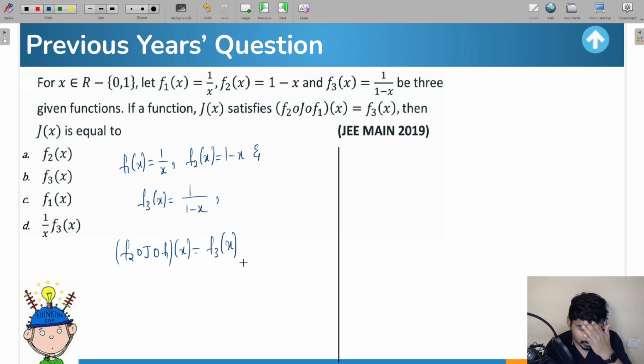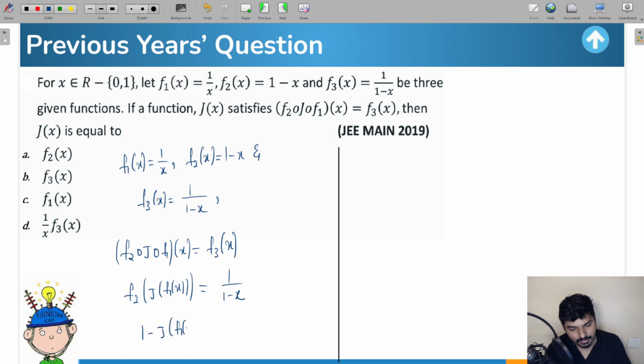Very simple. What you'll do is first apply the concept of composite functions. So this can be written as f2 of g of f1 of x, right? And that is equal to f3 of x, which is 1 by 1 minus x. Now from here, guys, first things first, f2 of anything. We do know that f2 of x is 1 minus x. Then f2 of this will be 1 minus g of f1 of x, and that is going to be equivalent to 1 by 1 minus x.